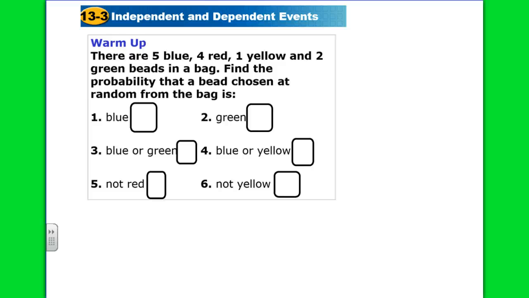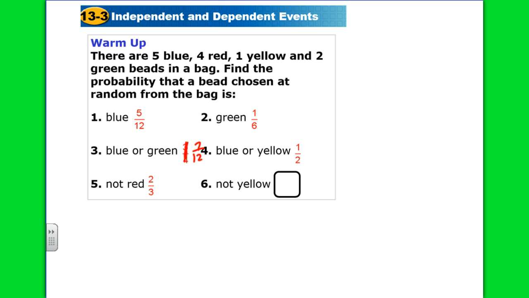Okay, so this is it, chapter 13, section 3, and we are doing independent and dependent events. So warm it up and come back and check your answer. You are 11, 12. So, okay. So this one, the key was wrong, and we agree that it should be 7/12.